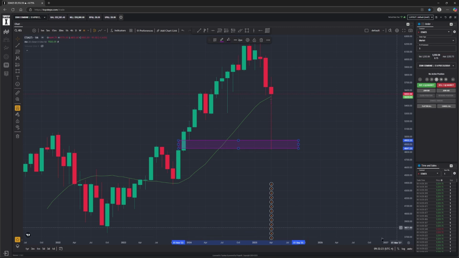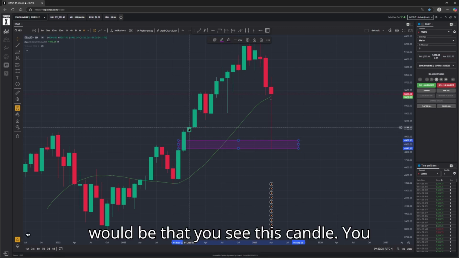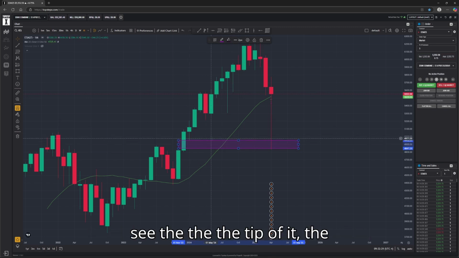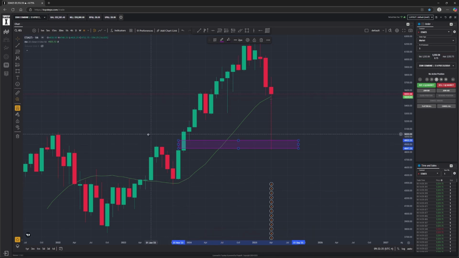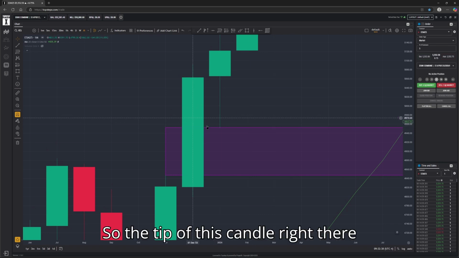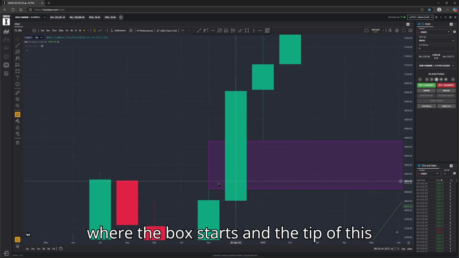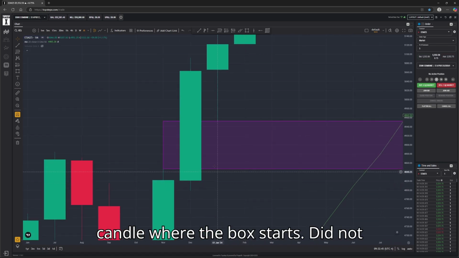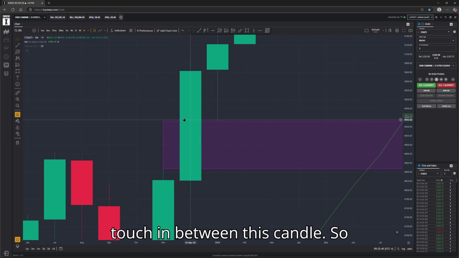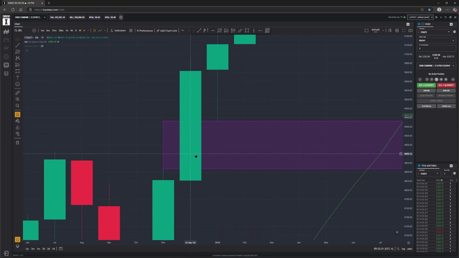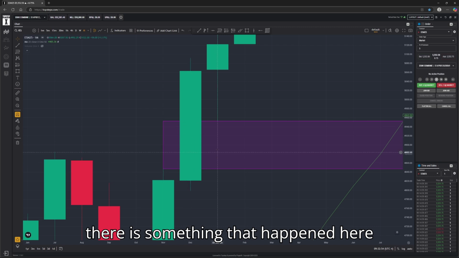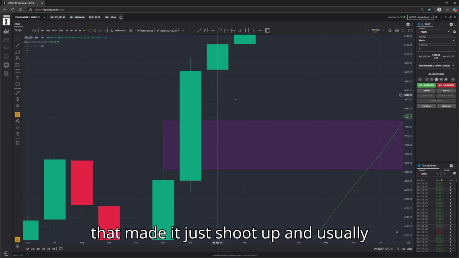So an imbalance would be that you see this candle, you see the tip of it there. So the tip of this candle right there, where the box starts, and the tip of this candle where the box starts, did not touch in between this candle. So there is something that happened here that made it just shoot up.